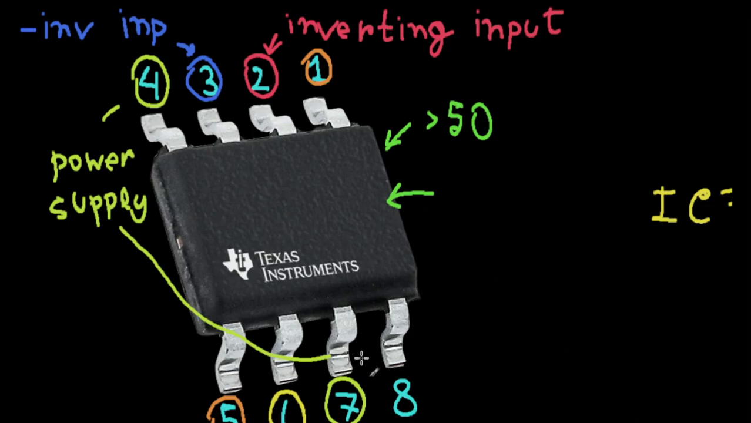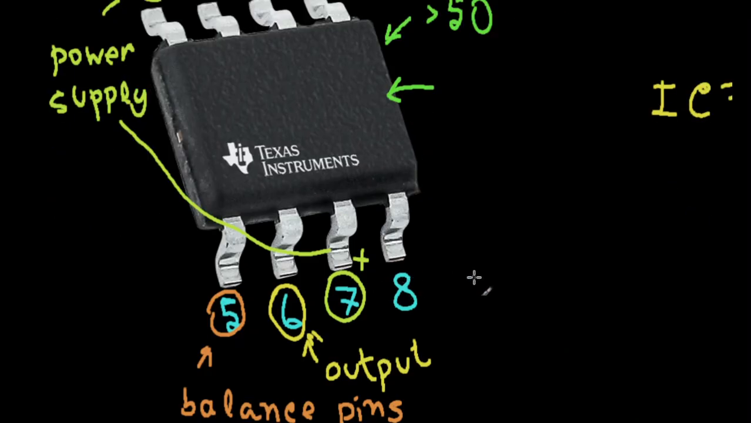Seven is actually the positive one. Pin 7 is actually the positive power supply, and pin 4 is actually the negative one. So that's done. And the most trivial one is actually pin 8. There's actually no connection here. So for us, this is the least relevant one. There's no connection on pin 8.